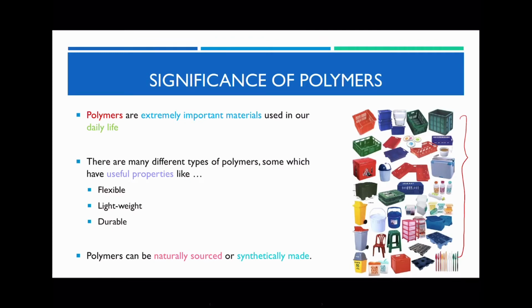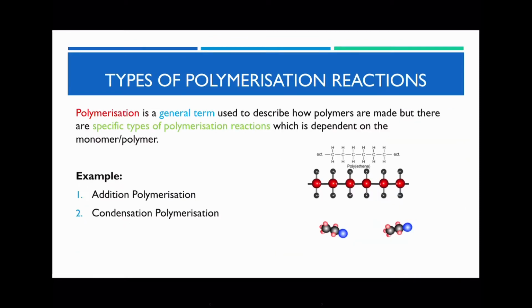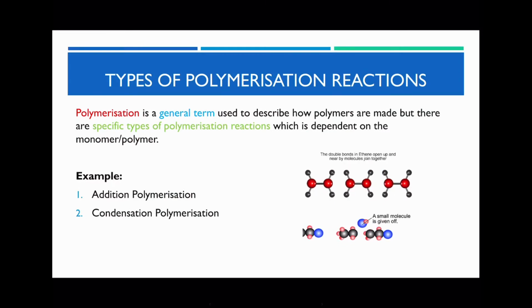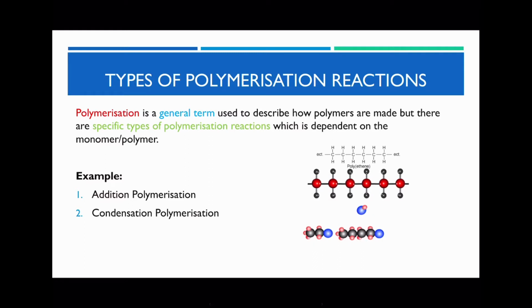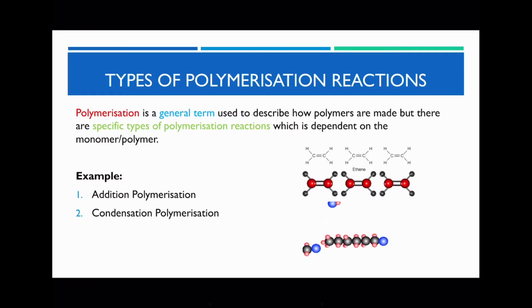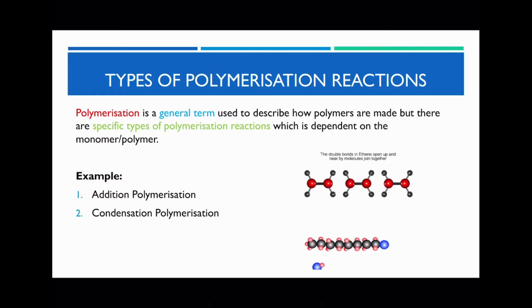And polymers can be naturally sourced, meaning that they can be found readily available in nature, or we have to make them, which is man-made. That's what we mean by synthetically made. Now, there are two main categories or types of polymerization reactions, and the word polymerization is just a general term that we use to describe how polymers are made.